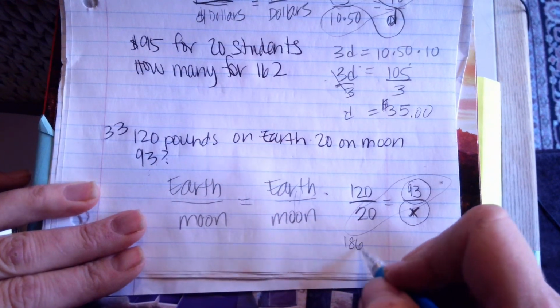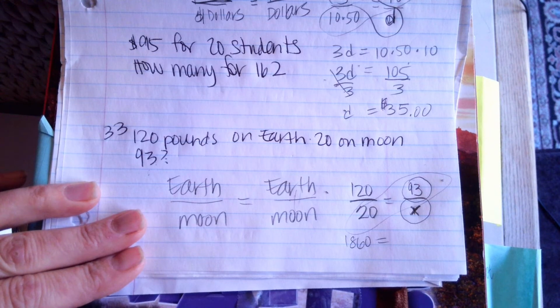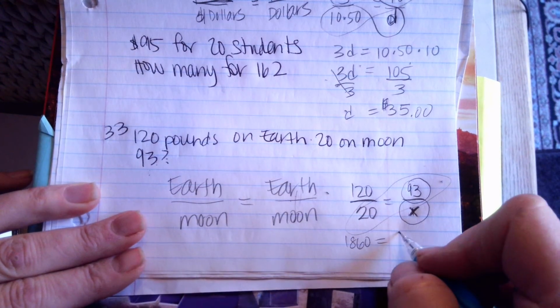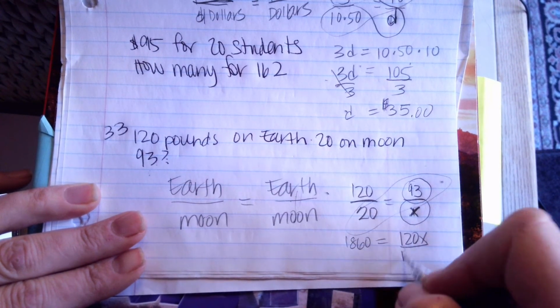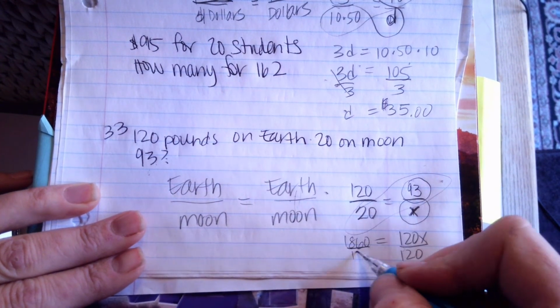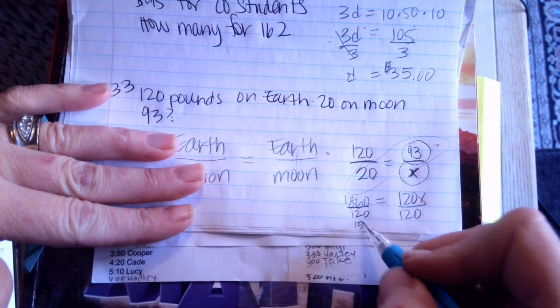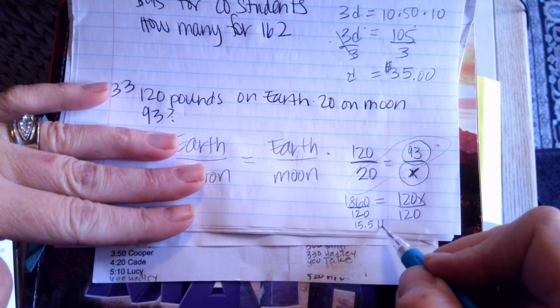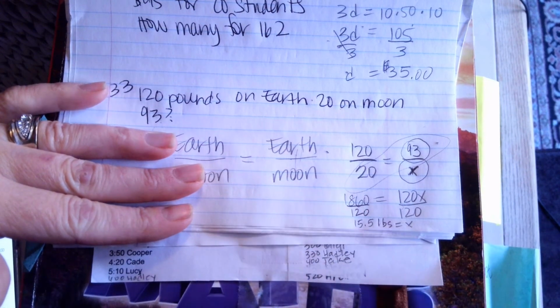I got 15.5. All right, 120x. They're multiplying, you divide. Anything you do to one side, you do to the other. So it's 15.5, and the label is pounds. Okay. Does that kind of make sense?